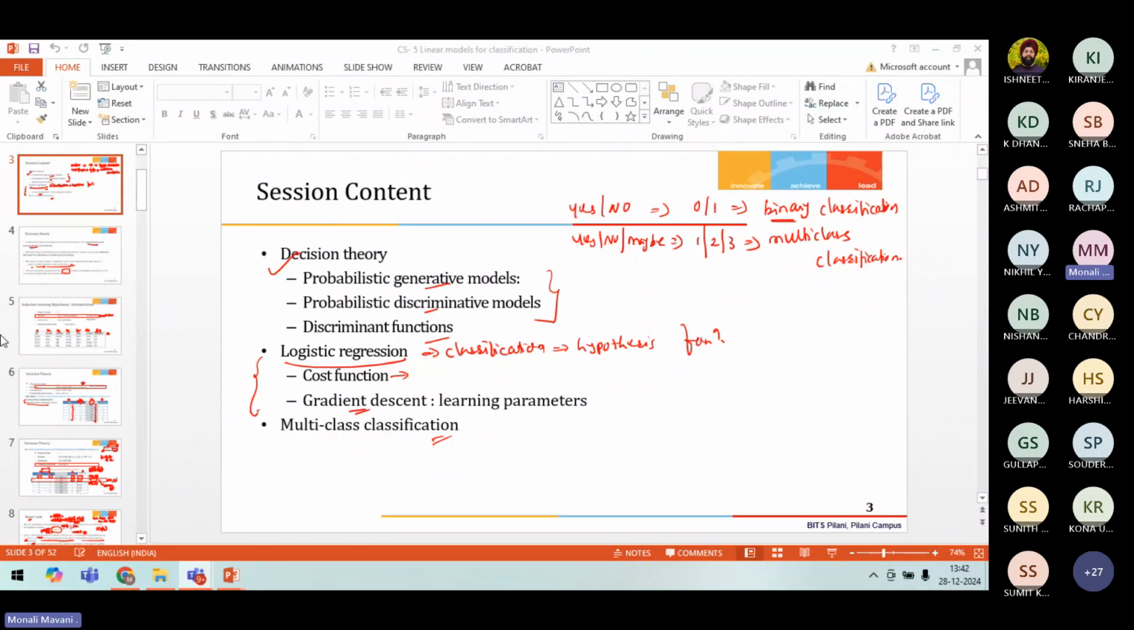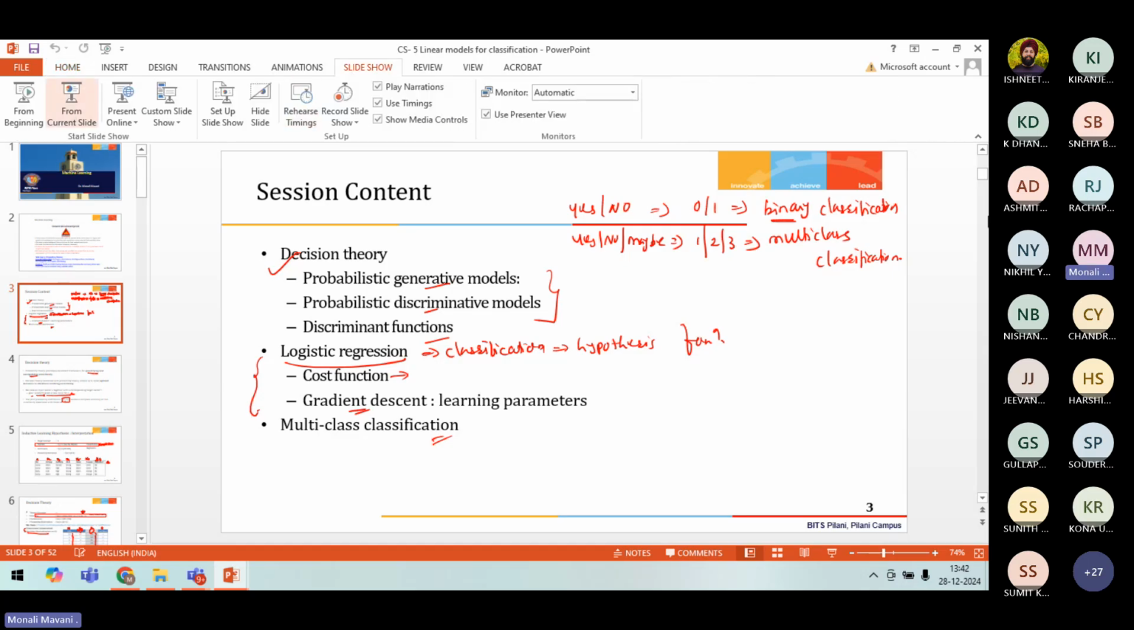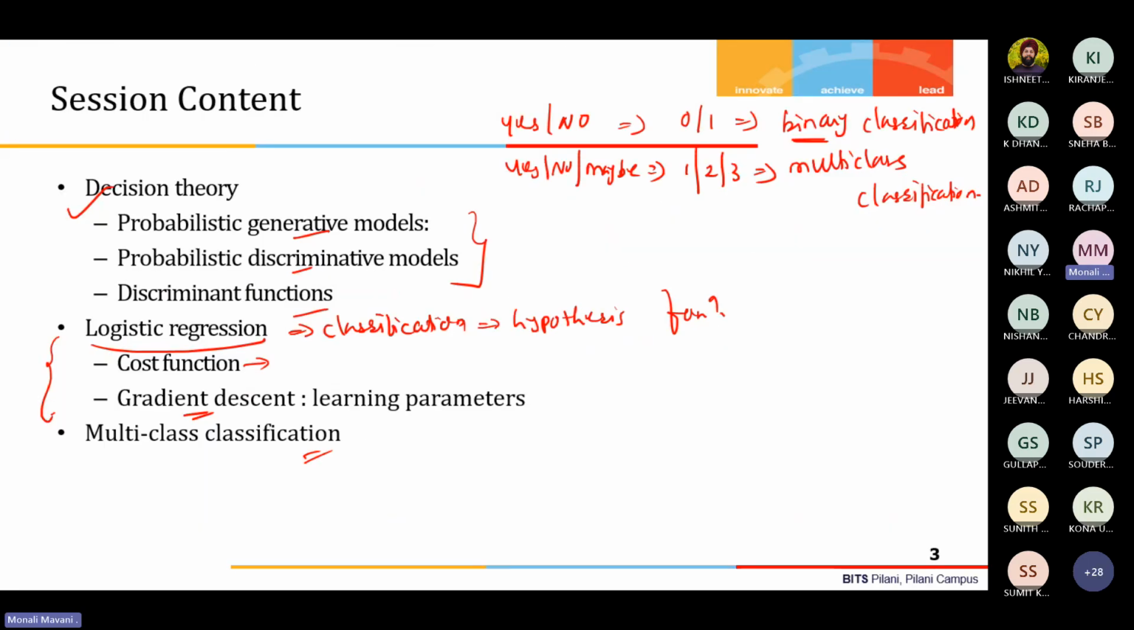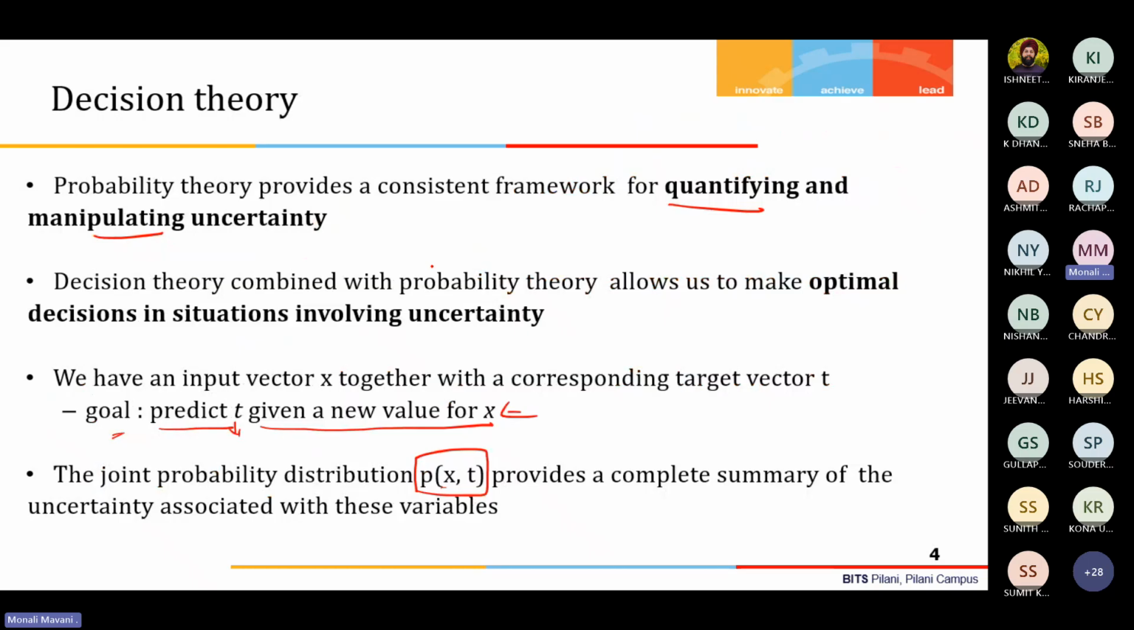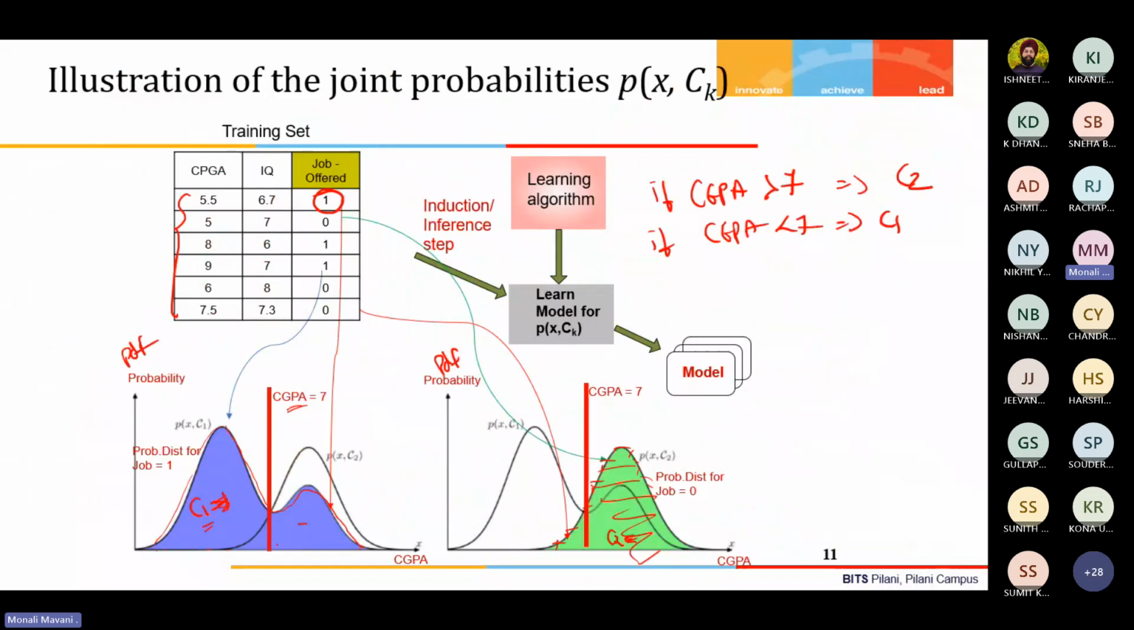Okay. So what we did, I discussed large class, started with this concept of decision theory. So only decision theory I have explained, and what is Bayes rule and how Bayes rule helps us to make a decision of classification. So that is what I had explained.